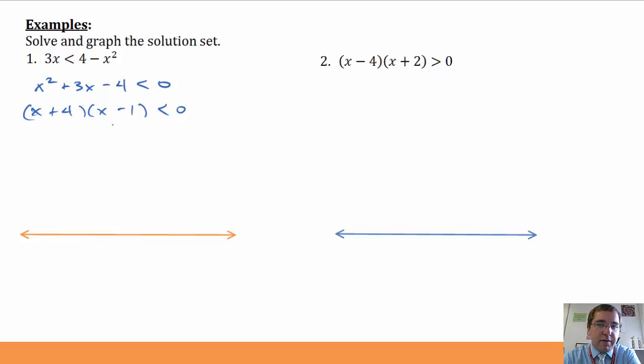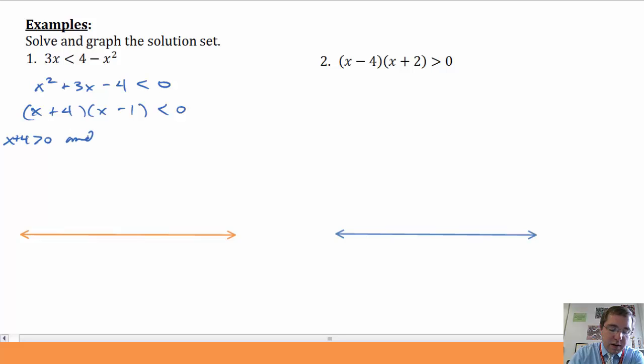Their product is negative. That means one of them is positive and one of them is negative. So let's suppose the first one is positive. Let's say x plus 4 is greater than 0, and x minus 1 is less than 0. That's one possibility, in which case x would be greater than negative 4, and x would be less than 1. Since there's an and, it becomes this compound inequality where x is between negative 4 and 1.